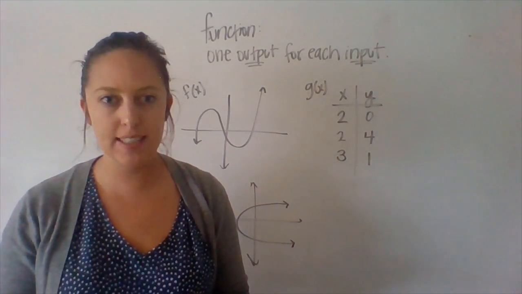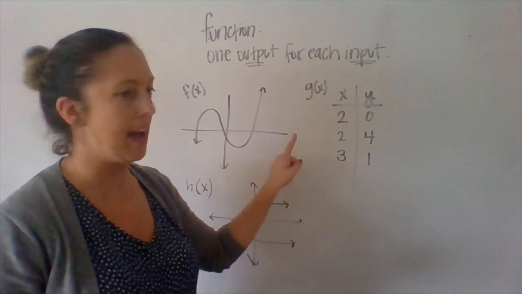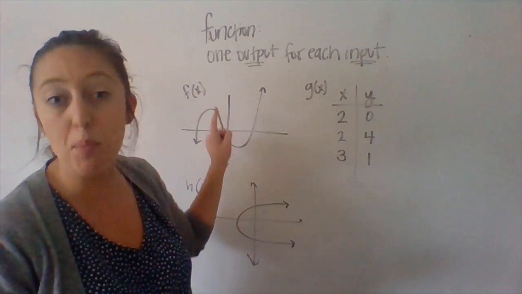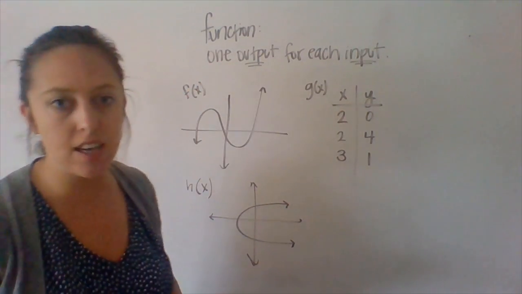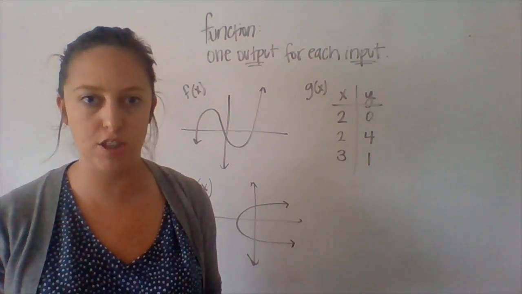So what that means is that for every x, every value of x along my x-axis, I can only have one height, or one point really, over that x value. If I have multiple points stacked on top of each other, that means it is not a function. It's still a graph, but it's not a function anymore.